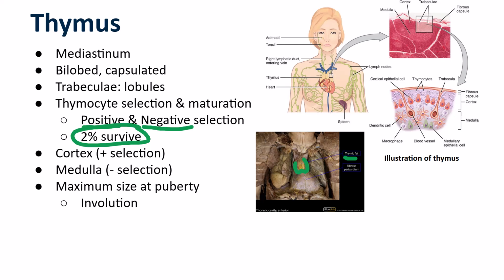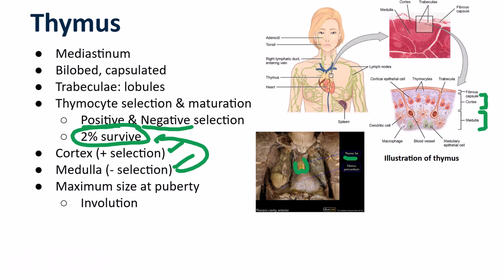Now, within the lobes of the thymus, we have an outer capsule, and we have an outer layer of cortex and an inner layer of the medulla. The outer cortex is where positive selection occurs, and everything that passes positive selection is then moved to the medulla, where negative selection occurs. And at the end of those, we have our 2% of thymocytes, which become T cells.